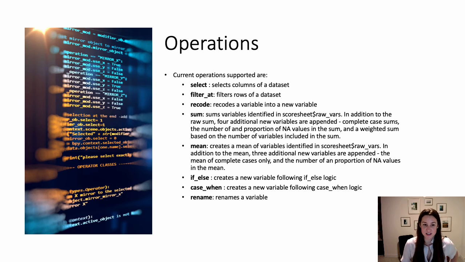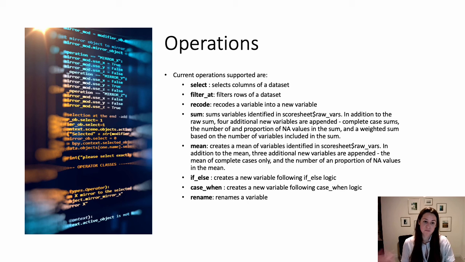The current operations that we have supported are select, which selects columns of a data set. So again, character string that is comma separated, just write out all those columns that you want and it will select those columns. Filter at will filter rows of a data set, and you can find out how to specifically write that code that's going to go in that column 11 for a filter at by looking at the Scorekeeper documentation. Recode will recode a variable into a new variable, and we've talked a little bit about that and what that might look like.